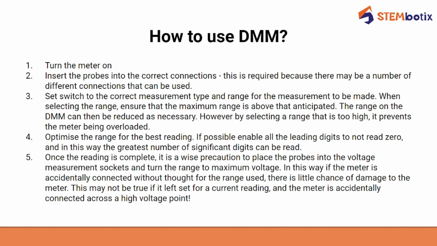Fifth, once the reading is complete, it is a wise precaution to place the probes into the voltage measurement socket and turn the range to maximum voltage. In this way, if the meter is accidentally connected without thought for the range used, there is little chance of damage to the meter. This may not be true if it is left set for a current reading and the meter is accidentally connected across a high voltage point.